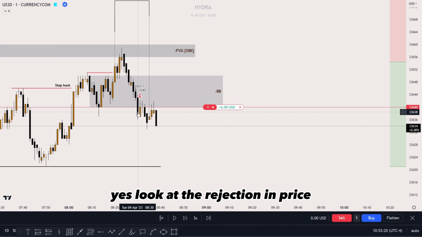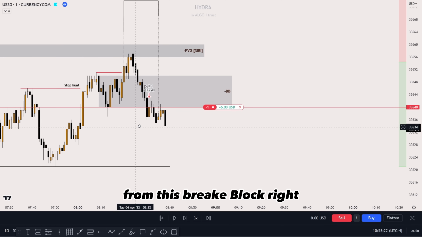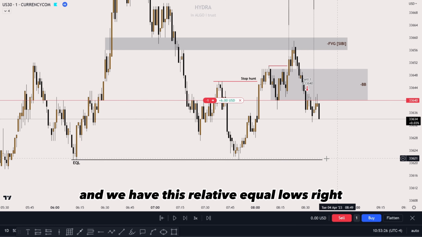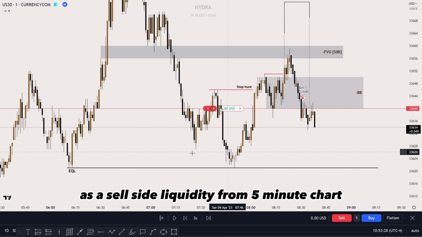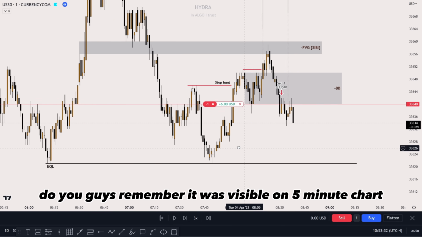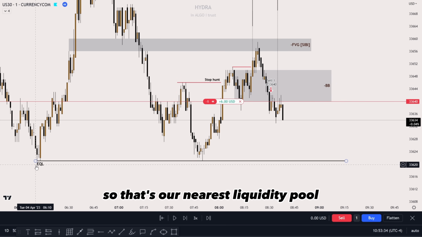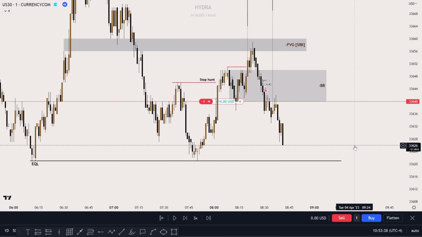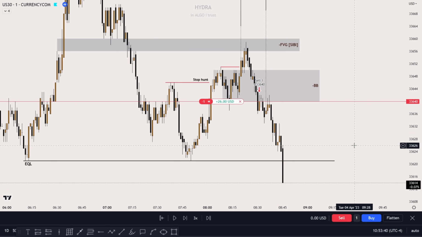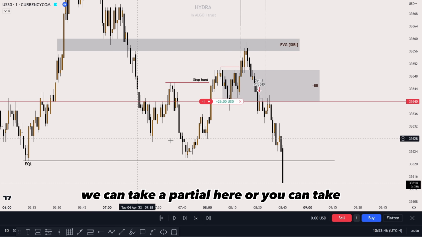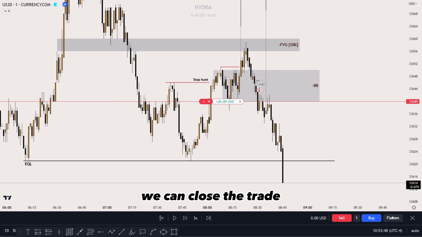Yes, look at the rejection in price from this breaker block, right? Isn't it beautiful? And we have these relative equal lows, right? As a sell side liquidity from 5 minute chart. Do you guys remember it was visible on 5 minute chart? So that's our nearest liquidity pool. We can take a partial here. So as soon as price went below this zone, we can take a partial here, or you can take we can close the trade.